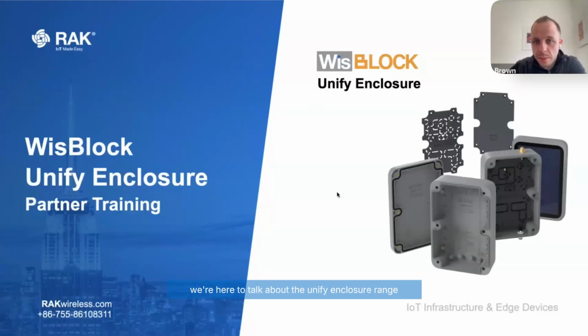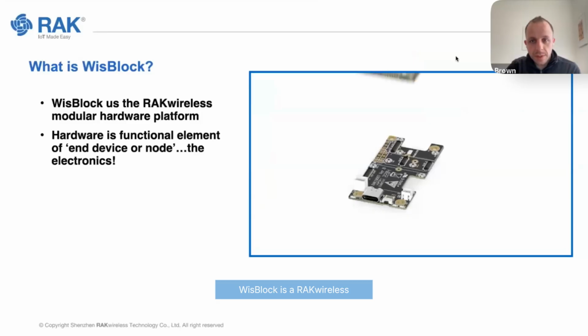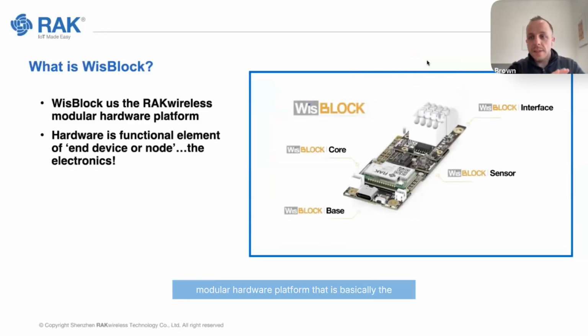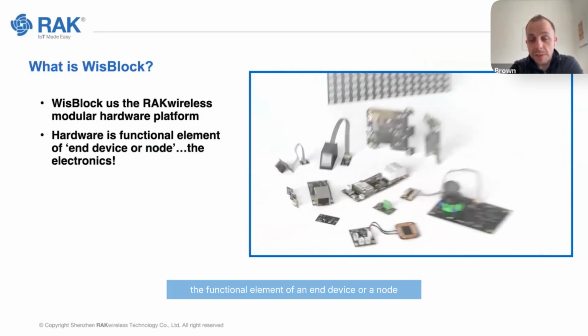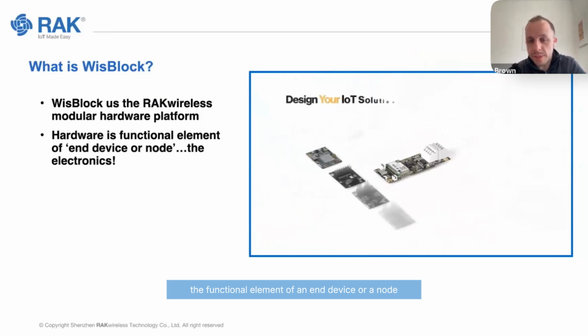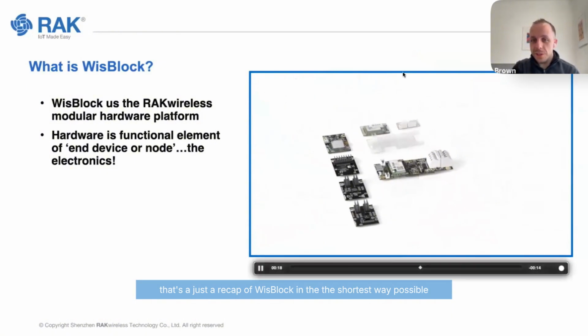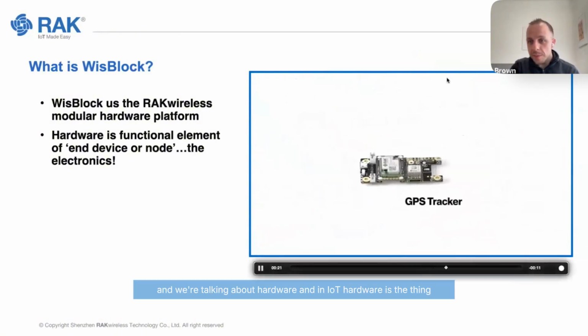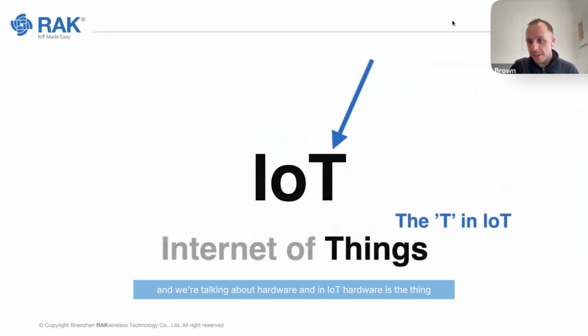Okay, so we're here to talk about the Unified Enclosure Range, which is part of the WisBlock family. WisBlock is a RAKwireless modular hardware platform that is basically the functional element of an end device or a node. It's the electronics. So that's a recap of WisBlock in the shortest way possible. And we're talking about hardware. In IoT, hardware is the thing. It's the T in Internet of Things.